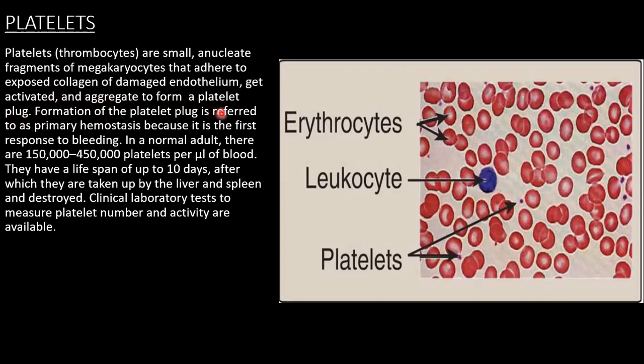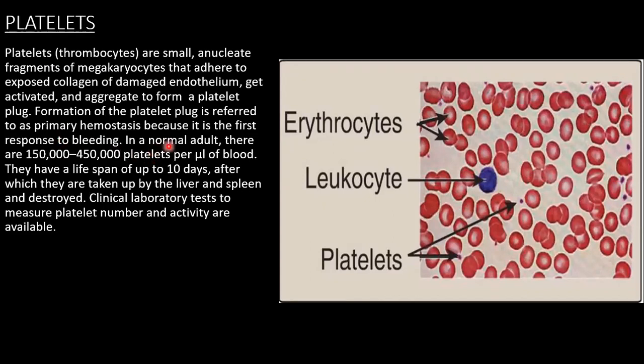Now, formation of the platelet plug is referred to as primary hemostasis because it is the first response to bleeding. Then we have secondary hemostasis where we form a fibrin clot. Then you have other processes.